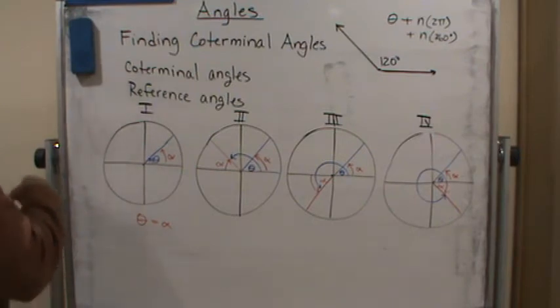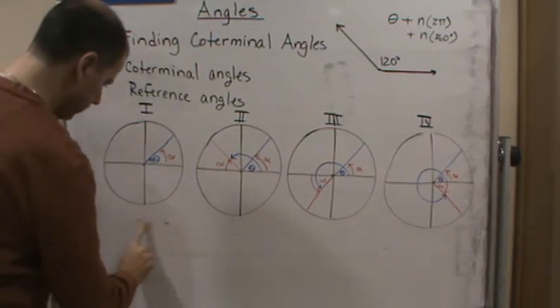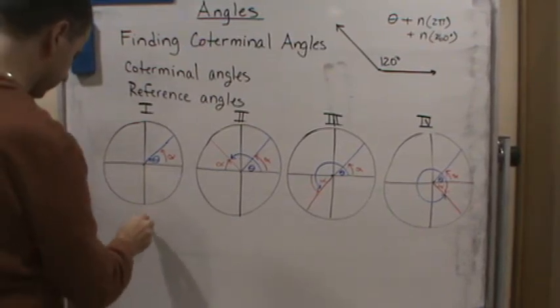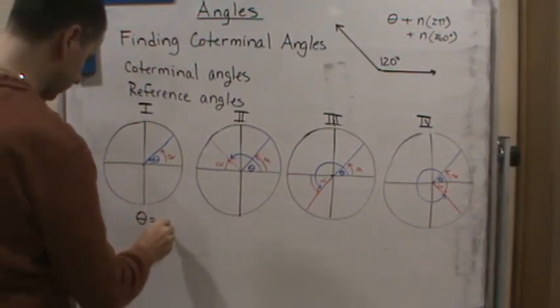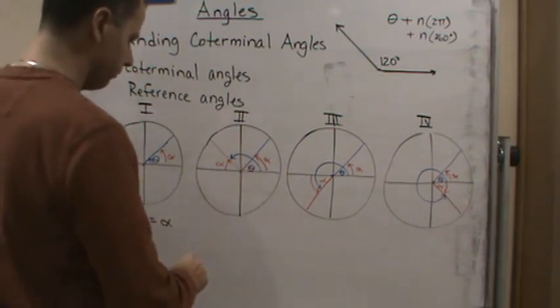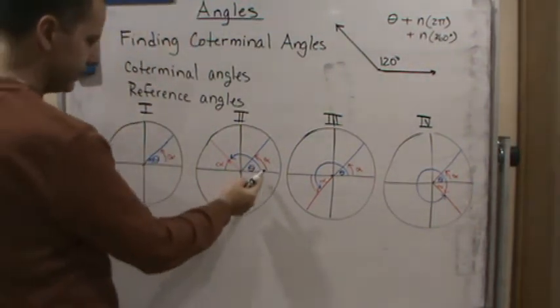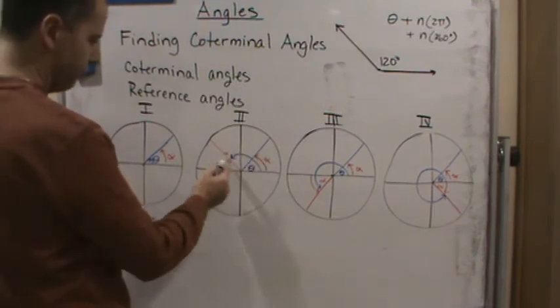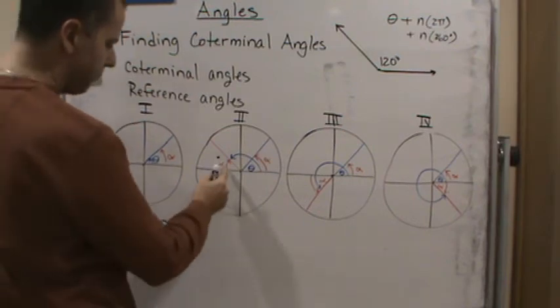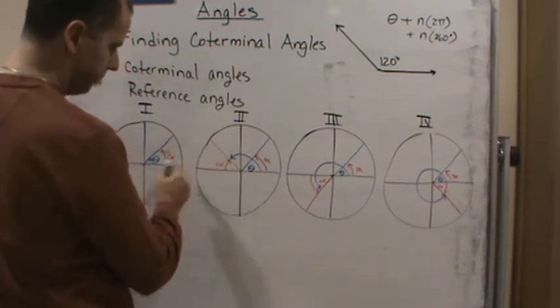Let me write this. Here, theta is the blue angle, right? That's theta. So here's my second quadrant angle. Now the reference angle is alpha.